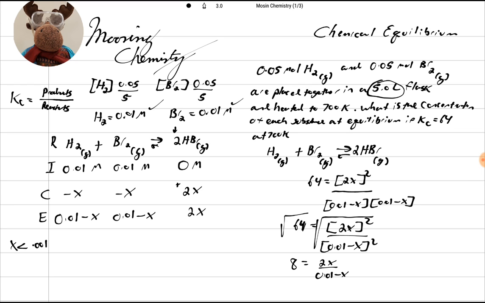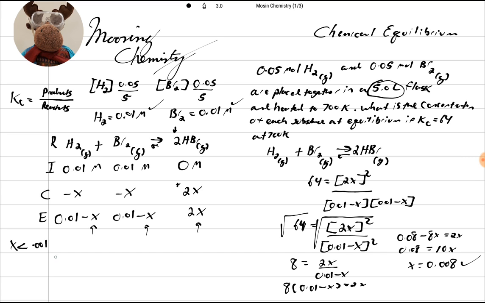All right, so now you're going to do the math. This is going to give you 8 times 0.01 minus x equals 2x. So we're going to bring the math up here. This is going to give me 0.08 minus 8x equals 2x. So 0.08 equals 10x. x equals 0.008. So now we have our x value. That means we can plug it back into here, here, and here to get our concentrations.